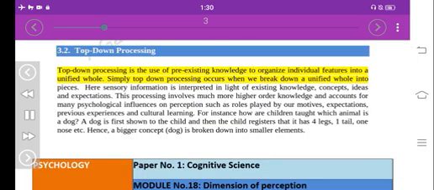3.2. Top-down processing. Top-down processing is the use of pre-existing knowledge to organize individual features into a unified whole. Simply, top-down processing occurs when we break down a unified whole into pieces. Here, sensory information is interpreted in light of existing knowledge, concepts, ideas, and expectations. This processing involves much higher-order knowledge and accounts for many psychological influences on perception, such as roles played by our motives, expectations, previous experiences, and cultural learning.